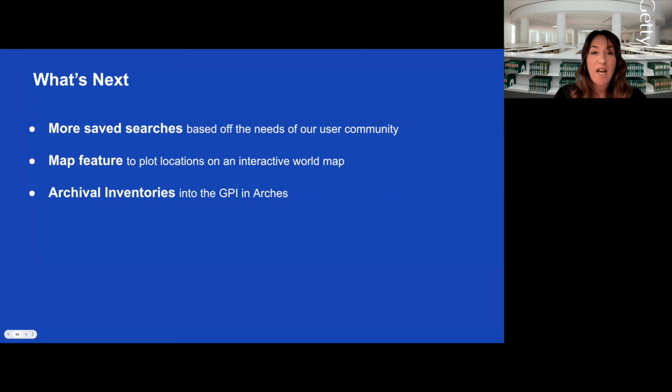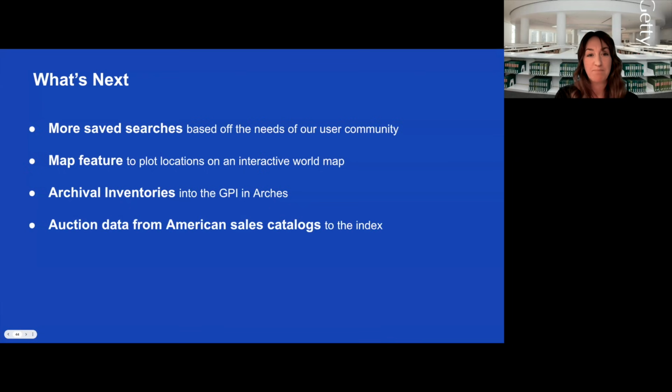As mentioned, we also have archival inventories joining the sales catalogs and stock books in the remodeled platform. We're eager to see what connections can be made explicitly between these datasets. We will have new data coming. We have auction data from American sales catalogs for the period between 1880 and 1930, to add to the remodeled index in the future.